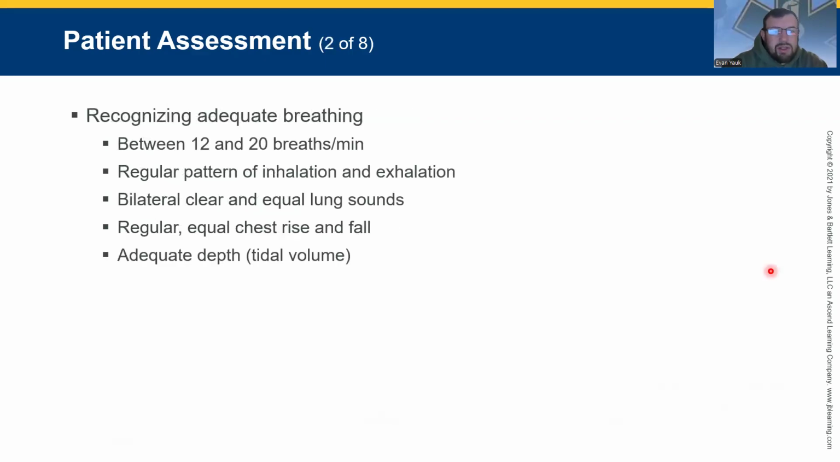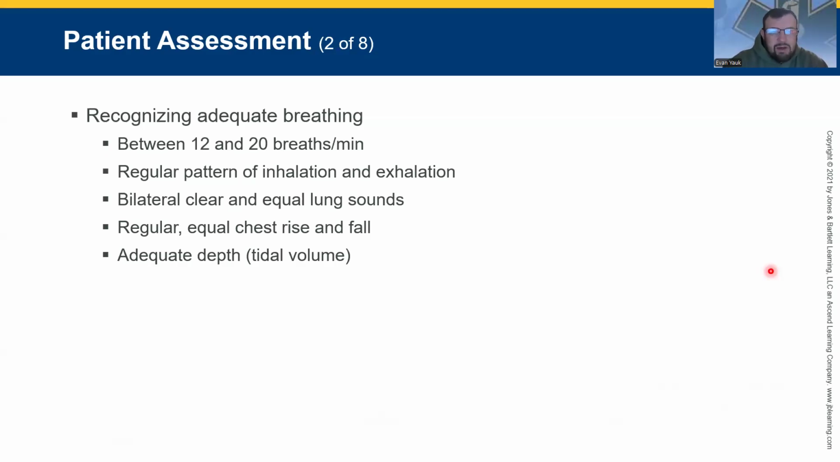Recognizing adequate breathing. Between 12 and 20 breaths per minute is normal for an adult. Regular pattern of inhalation and exhalation. So we need to look for that regular pattern. We talked about this in our last chapter in patient assessment. Are they breathing normally? Is it adequate?